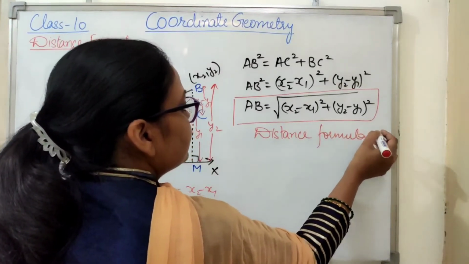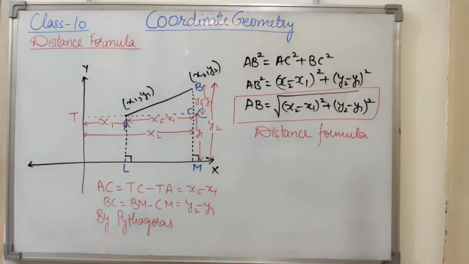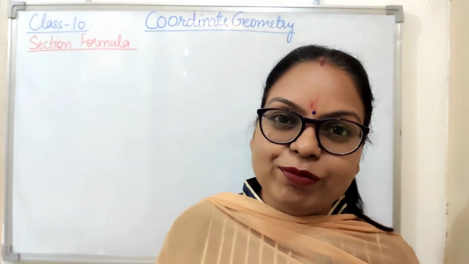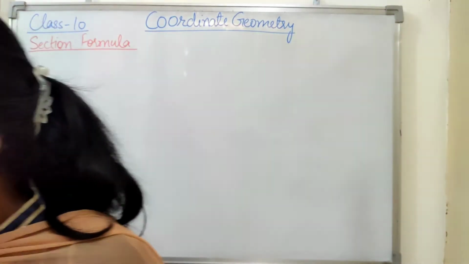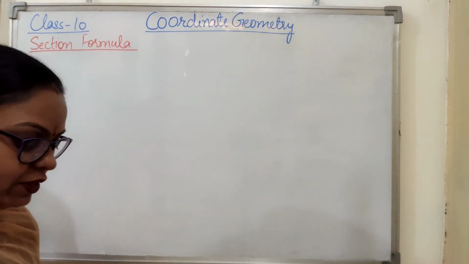All right. I hope you understood how we got this distance formula, right? Now let us do section formula. I hope all of you know the similarity concept, because for this we need to know what similar things are, or the similarity of two triangles, right?